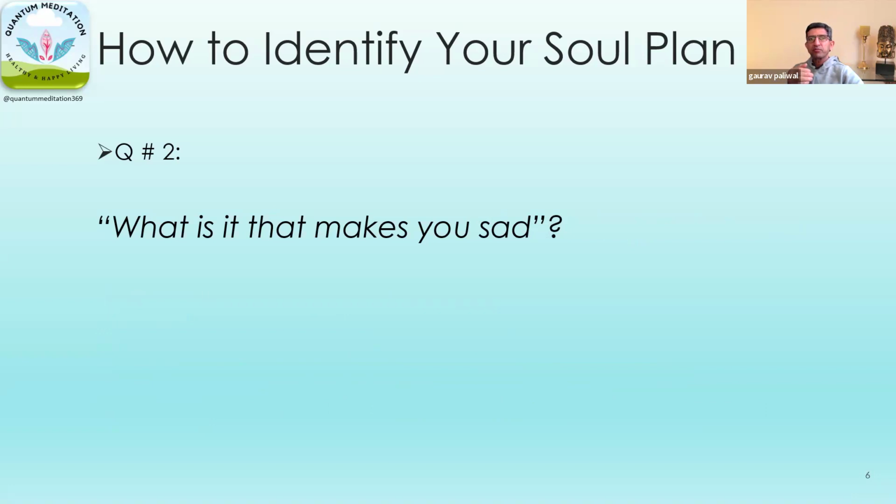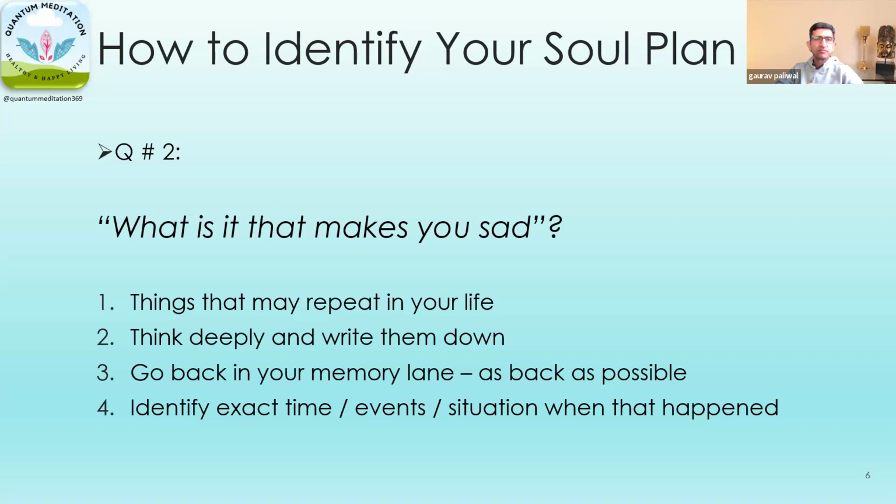If you have identified what makes you happy, the second natural question comes: what makes you sad? Identify both sides. Now, if you are wondering how to do that, same thing, you go both ways and you ask the same question. Find out things that may be repeating in your life. Think deeply, write them down. You're going back in your memory lane and identifying the exact time, event, situation when that happened.